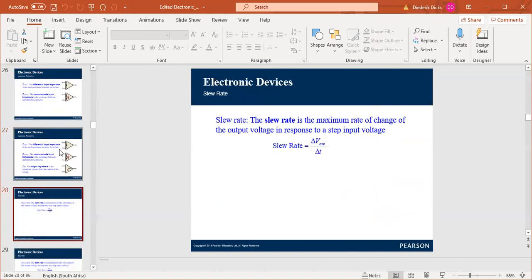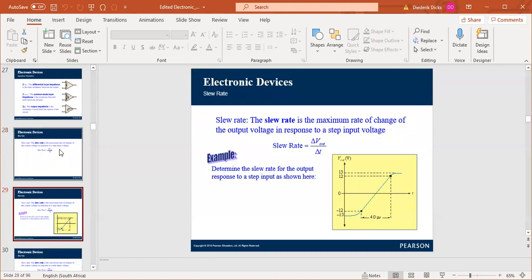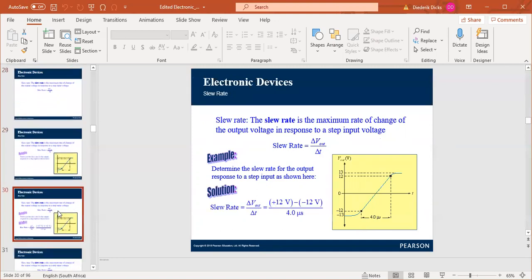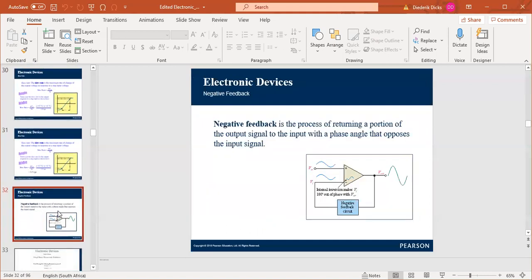Slew rate is the maximum rate of change of the output voltage in response to step input voltages. There's an example, you can work that one out by yourself. There you can actually find delta V out over delta T. Just an example of a slew rate. Another example of a slew rate there.